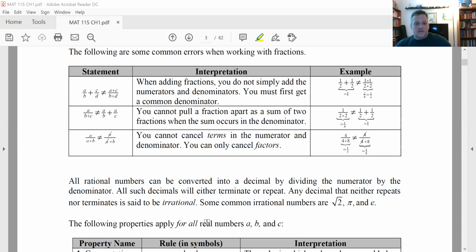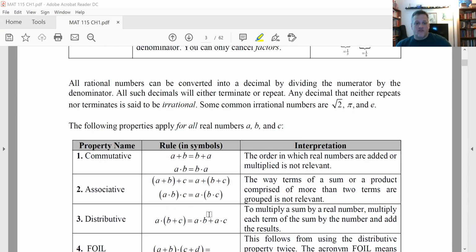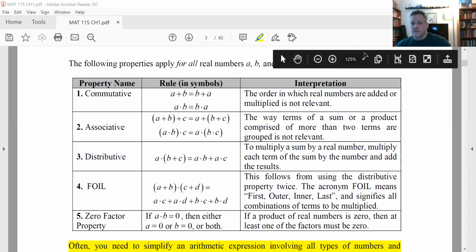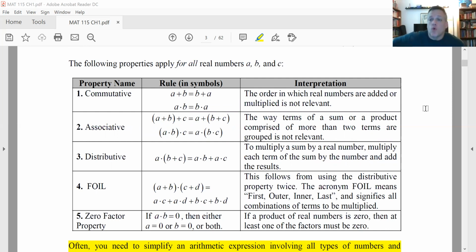All right, so the next is just a list of properties that you're familiar with way back from grade school, right? And so I'll talk very quickly about them, and they apply for all real numbers. Doesn't matter what numbers you give me. All right, and so first, commutative property. You can switch the order in which you add or multiply numbers. Doesn't matter what order you do it in, you get the same product or sum back.